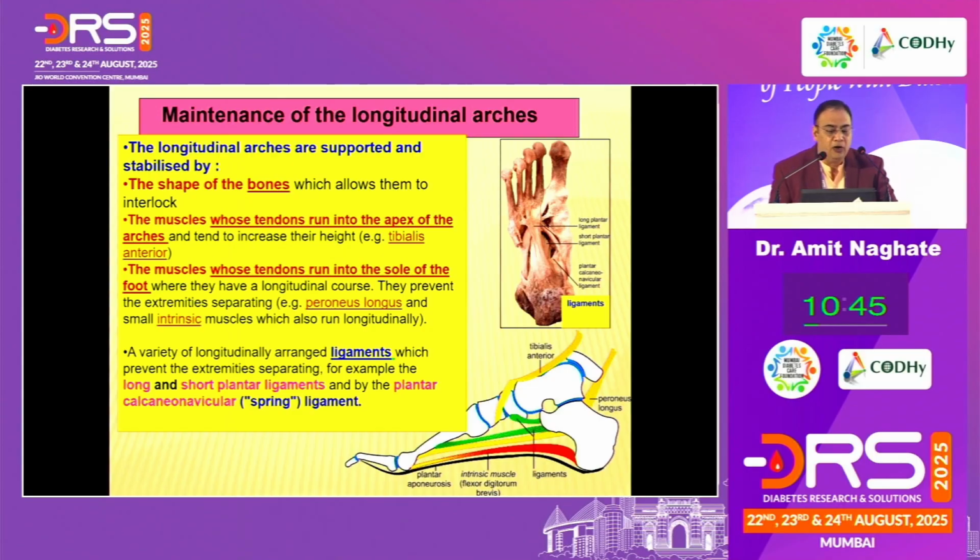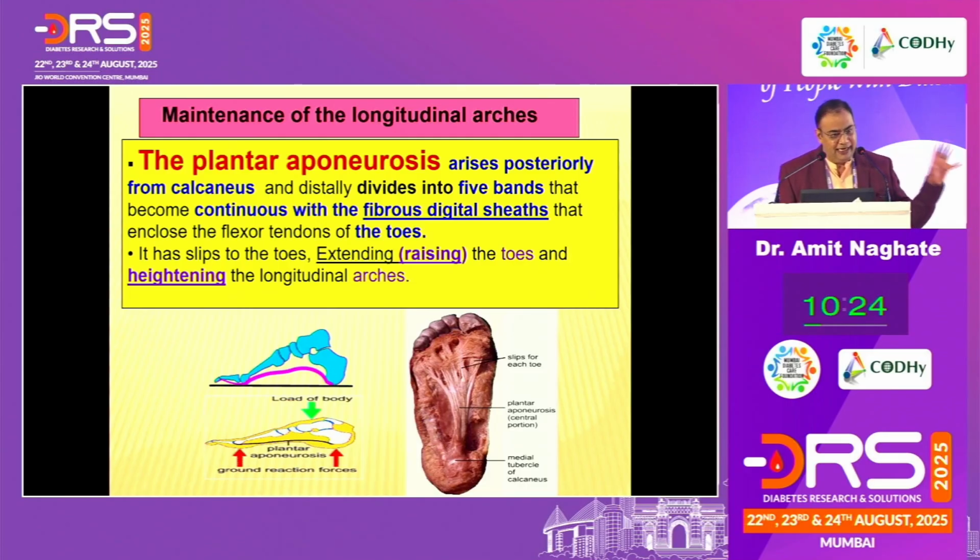Maintenance of the longitudinal arch is mainly by the shape of the bones, which interlock with each other, the tendons which run across the arches, and the ligaments. We have a very strong ligament on the plantar surface, called the sling ligament, which is exactly the plantar aponeurosis. It arises posteriorly from the calcaneum and distally divides into 5 major branches, which continue as fibrous digital sheaths enclosed with the flexor tendons of the toes.